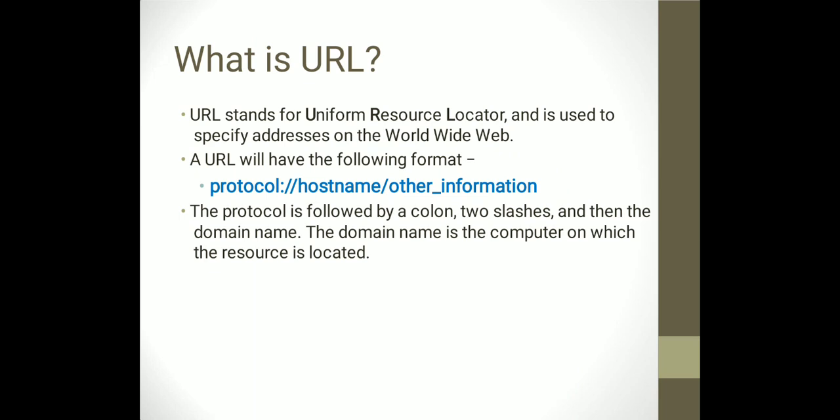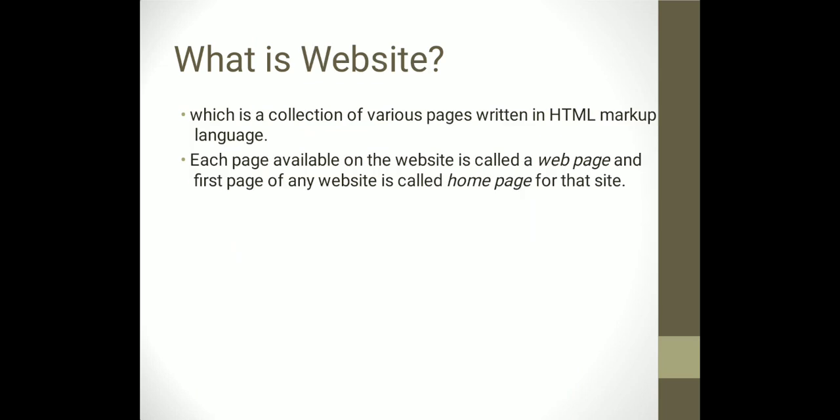So we'll see URL. URL stands for Uniform Resource Locator, and it is used to specify addresses on the World Wide Web. A URL has a format like protocol, then host name and other information, separated by slashes. The protocol is followed by a colon and two slashes, and then the domain name. This is the standard protocol syntax, and the domain name is the computer on which the resource is located.